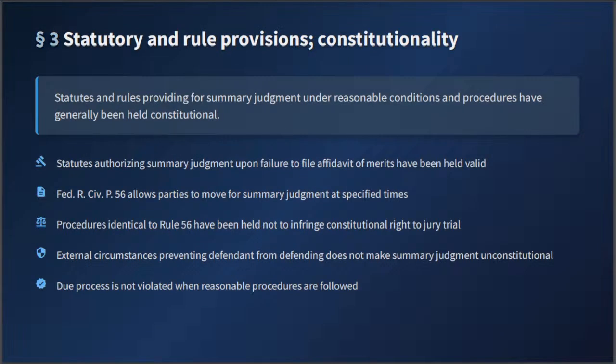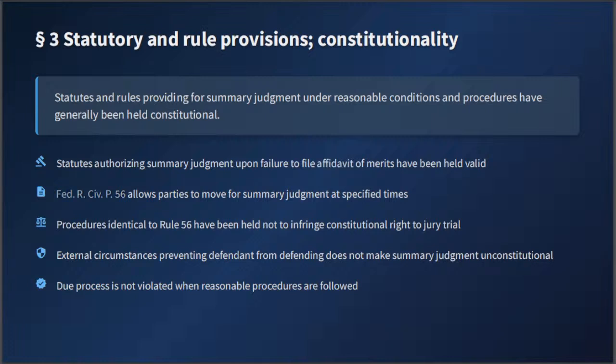All right, now we're on to Section 3, statutory and rule provisions, the constitutionality. Statutes and rules providing for summary judgment under reasonable conditions and procedures have generally been held constitutional. A lot of presumptive language here, right? We have generally, under reasonable conditions. Okay, statutes authorizing summary judgment upon failure to file an affidavit of merits have been held valid. So, as we read before, those declarations and affidavits are evidence.